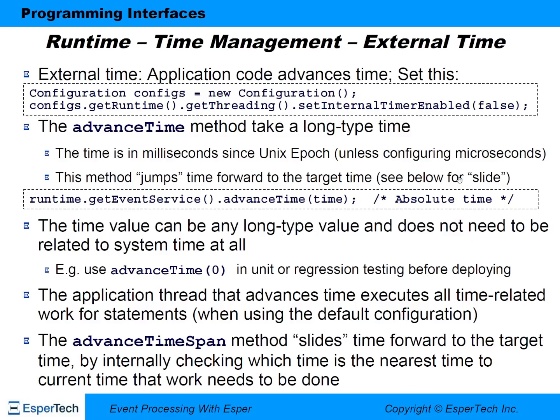Staying within the topic of time management, external time is when the application controls how time advances. In order to use external time, your application must set a configuration flag. The code for setting the external timer flag is configs.getRuntime.getThreading.setInternalTimerEnabled(false). The advance time method takes a long type time. The time is in milliseconds since Unix epoch, unless configuring microseconds. This method jumps time forward to the target time.